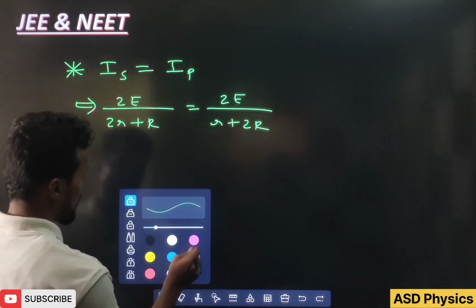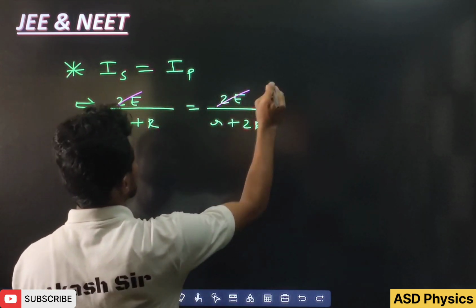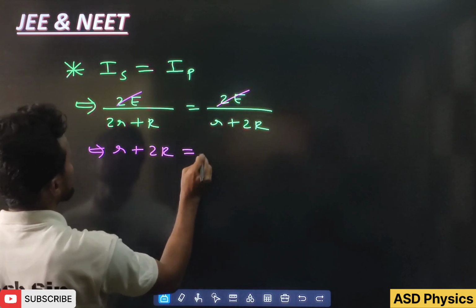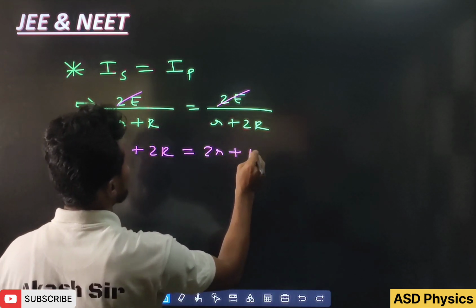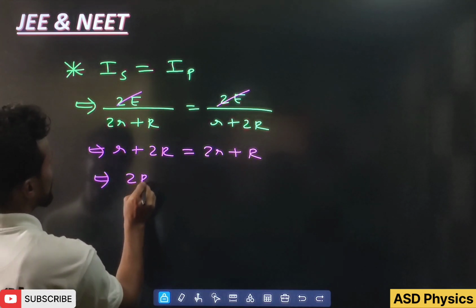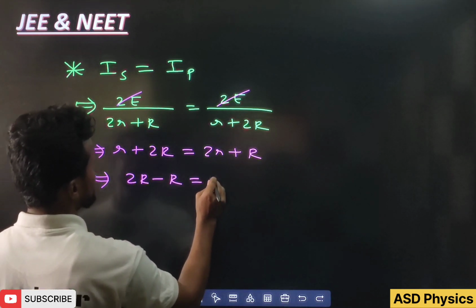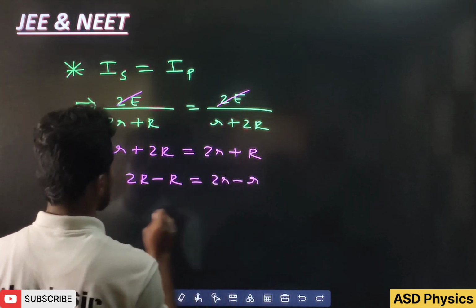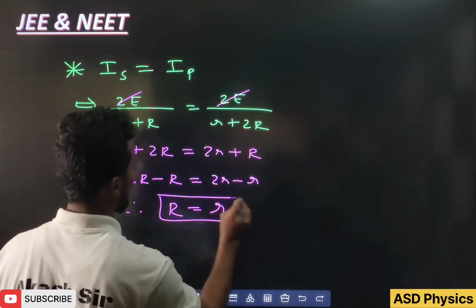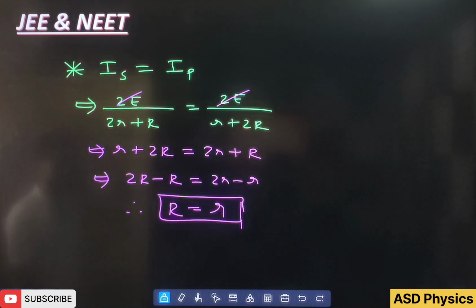So what will happen here? This 2E and this 2E cancel. So we can write r plus 2R is equal to 2r plus R. When we simplify this, 2R minus R is equal to 2r minus r. That means we have got capital R should be equal to small r. This is a very, very important condition: external load should be equal to small r.